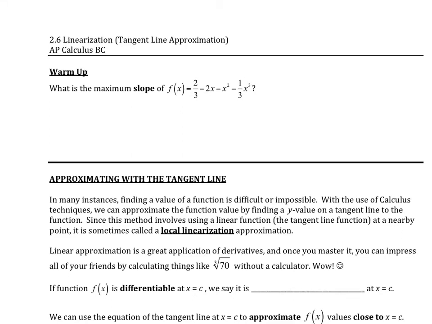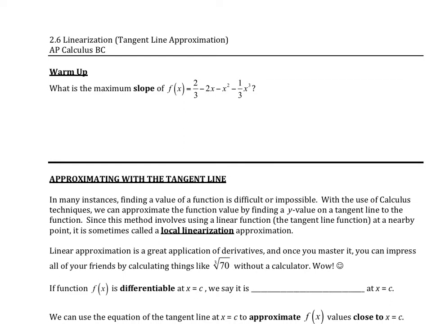Today we are going to talk about linearization, but before we do that, I would like you to try this optimization problem. So hit pause, try it, and then come back and check your work. All right, so this one says, what is the maximum slope of f of x equals 2/3 minus 2x minus x squared minus 1/3 x cubed?